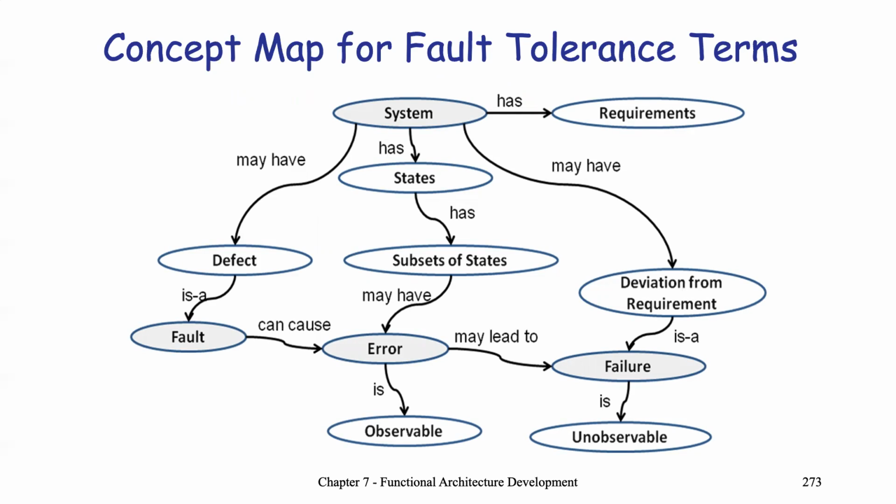So here is a concept map for fault tolerance. And so you can see, whatever way you might want to be thinking about this, that this is a directed graph, but we're trying to capture all of these various things and the relationships. So a system has requirements, a system has states, state has substates, a system may have a defect, and the defect may be a fault. And so here we can just see that there's a useful flow of all the possibilities that you could walk through on this chart.